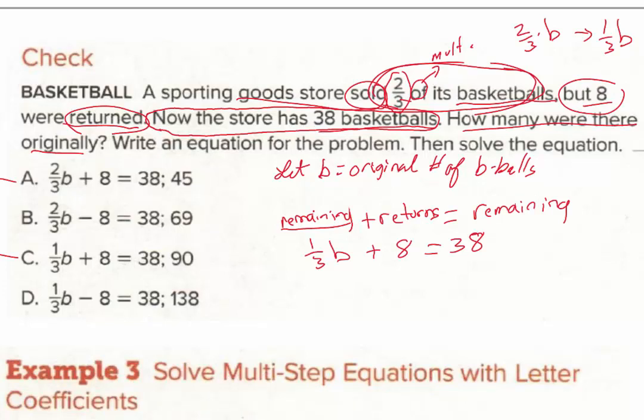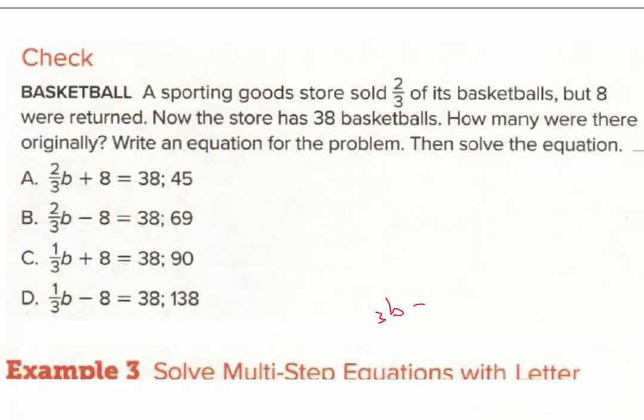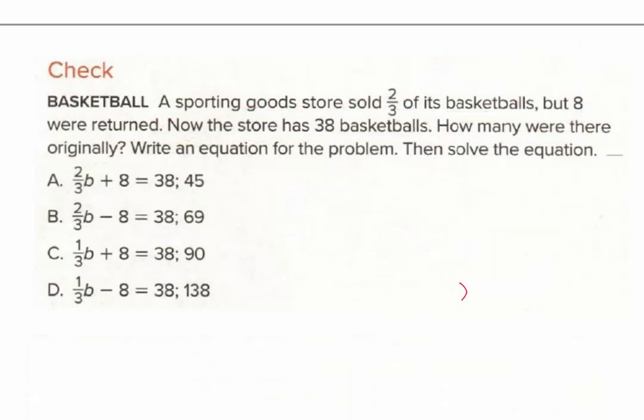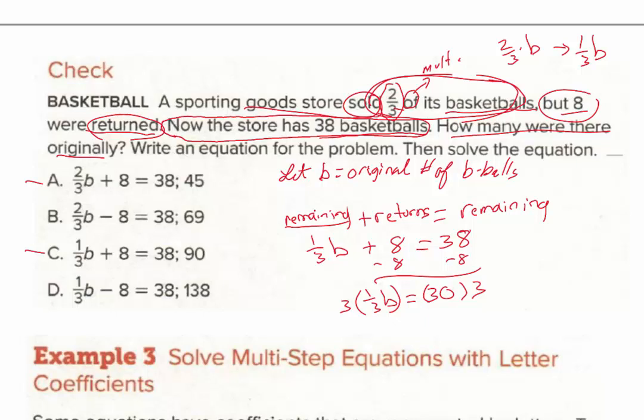So the first thing we're going to do is subtract 8 from both sides. We have 1/3 basketballs equal to 38 minus 8, which is 30. And then to get rid of the 1/3, I'm going to multiply both sides by the reciprocal, or the multiplicative inverse, which is 3, so that I end up with a 1 over there. So 3 times a third is 1, 1 times B is B, and 30 times 3 is 90. So we have 90 basketballs, which gives us choice C.